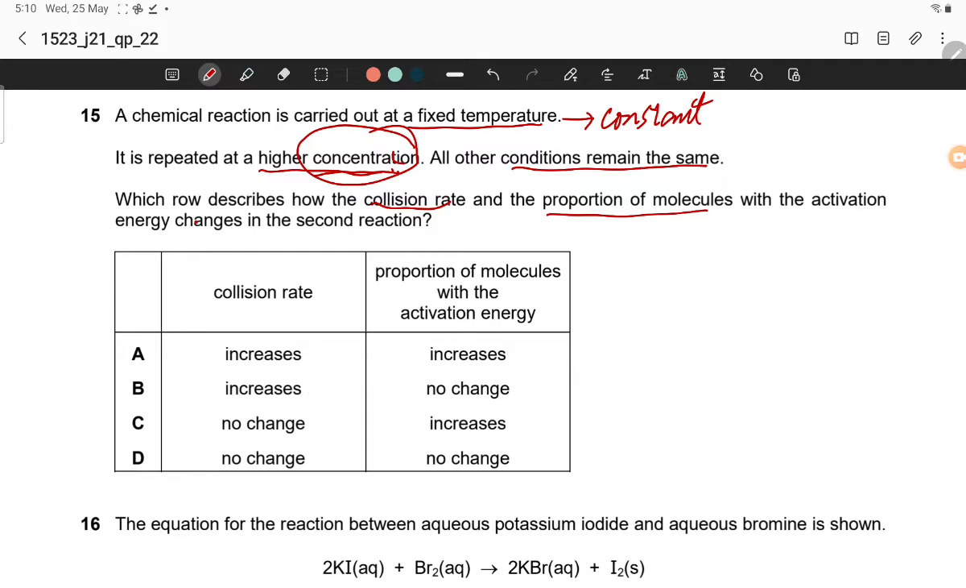Collision rate increases. Yes, collision rate increases with increasing concentration. The proportion of molecules with the activation energy does not increase. So collision rate increases and the proportion of molecules with the activation energy has no change. So this must be correct: no change, increase, no change. So B option is correct.